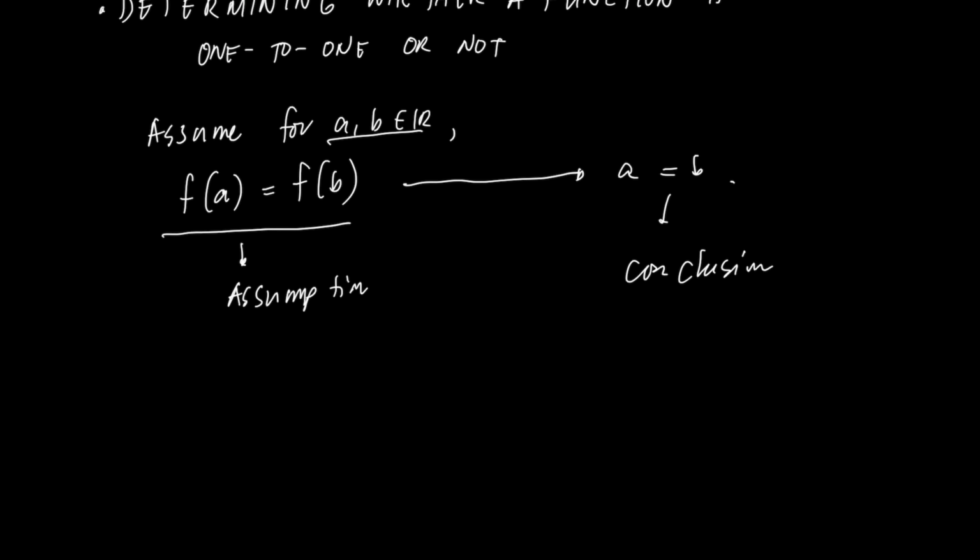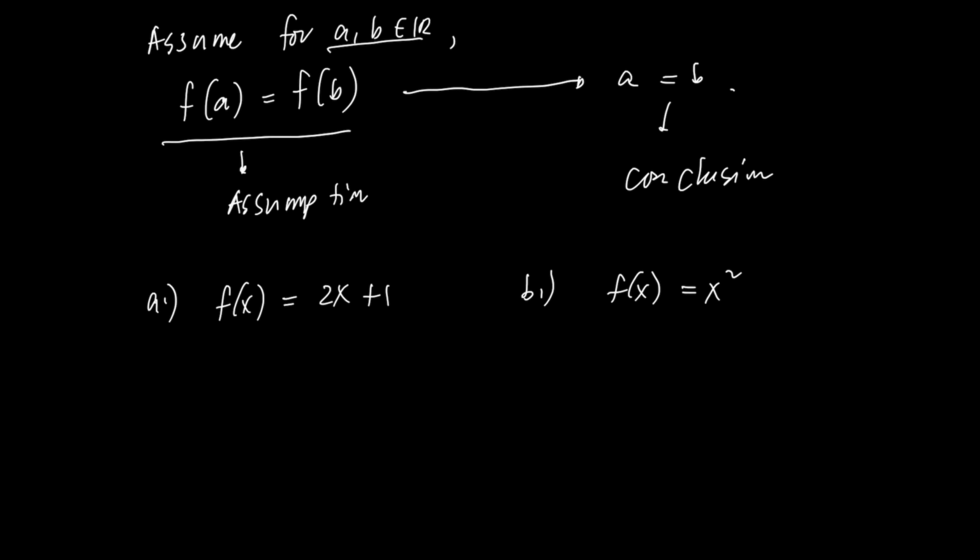Now, if we could do that for a, b element of R, then the given function is one-to-one. Okay. Example, if we have a, f of x is equal to 2x plus 1, and b, f of x is equal to x squared. The first one is a linear function, and we know that this is a function. Then the second one is a quadratic function. Also, quadratic functions are also functions. Now, how do we show that these are one-to-one?